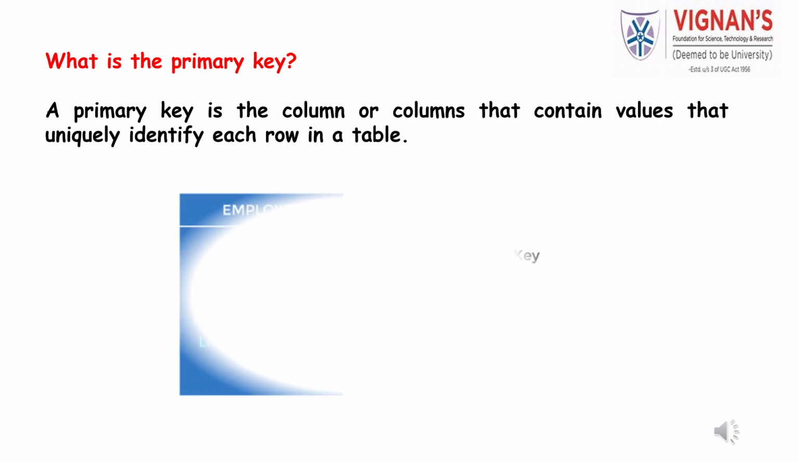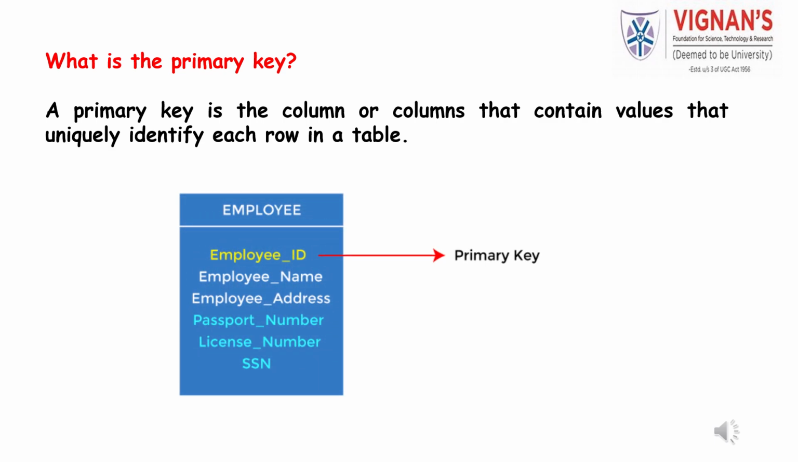For example, in an employee table, the employee_ID is usually used as the primary key because each employee has a unique ID. Other attributes like name or address may be repeated, but the employee_ID is always different. Primary keys are also very important for creating relationships between tables. They are used along with foreign keys to maintain data integrity and consistency.